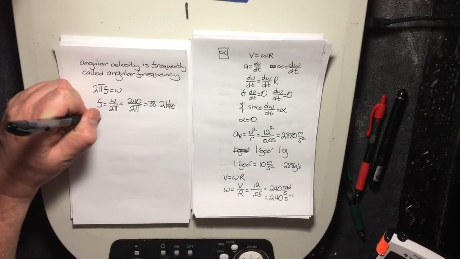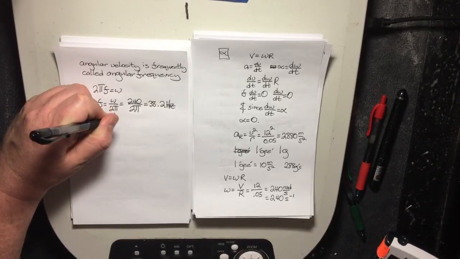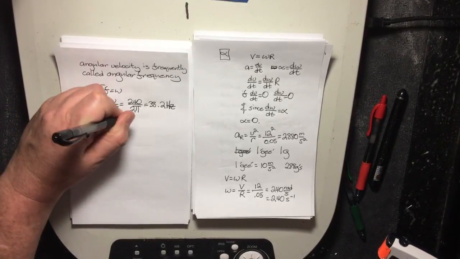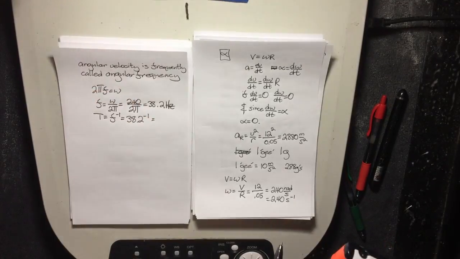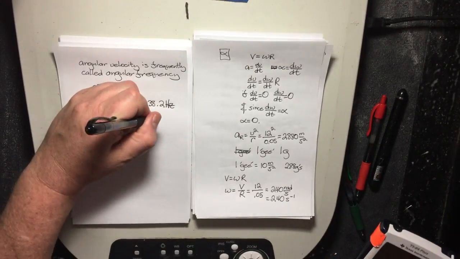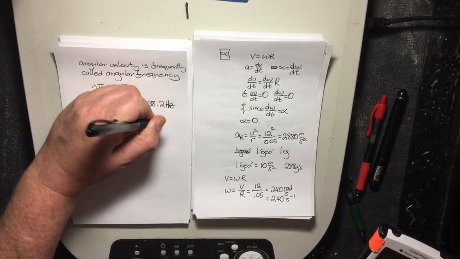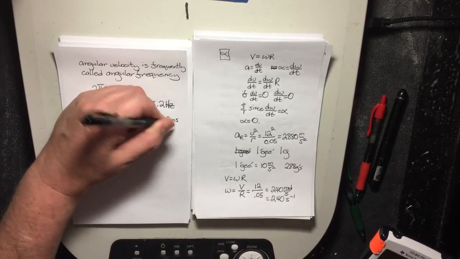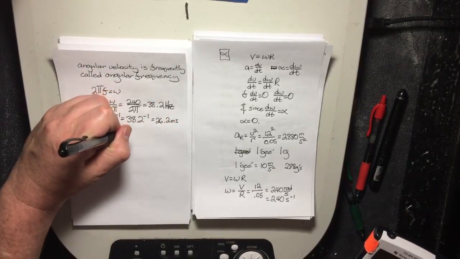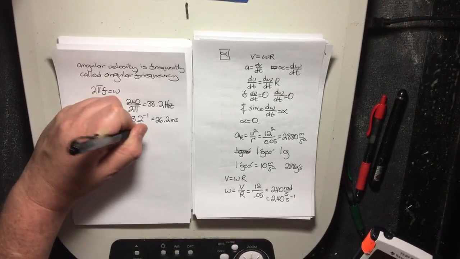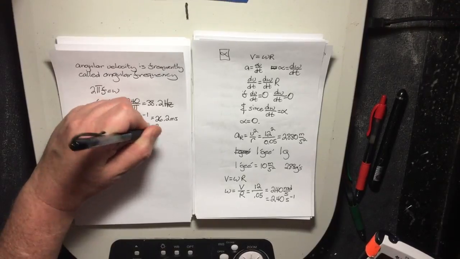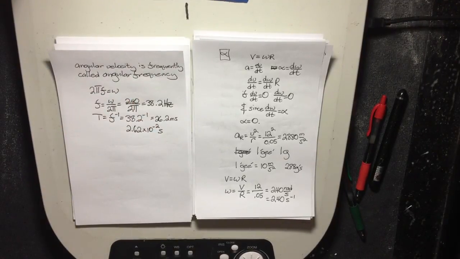The period is inverse frequency, so 38.2 inverted, which will be 26.2 milliseconds, or 22.62 times 10 to the negative 2 seconds. I would accept either one.